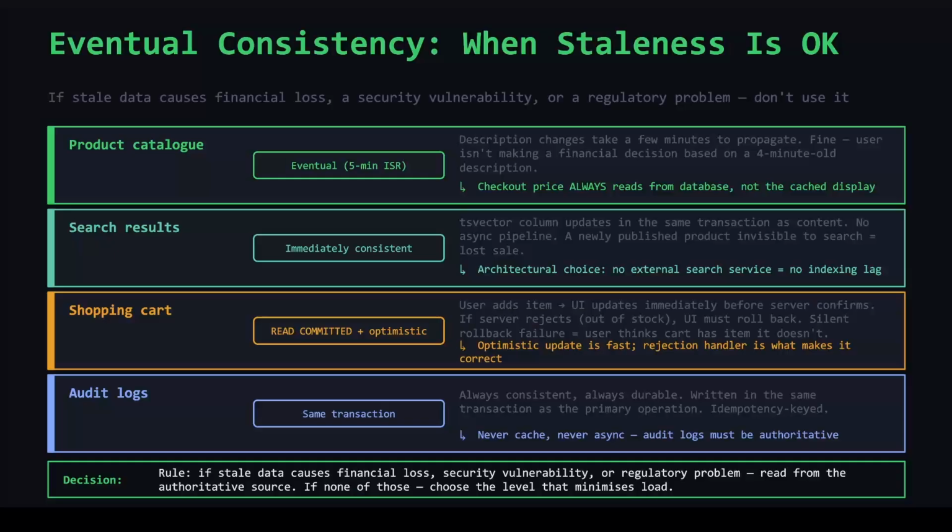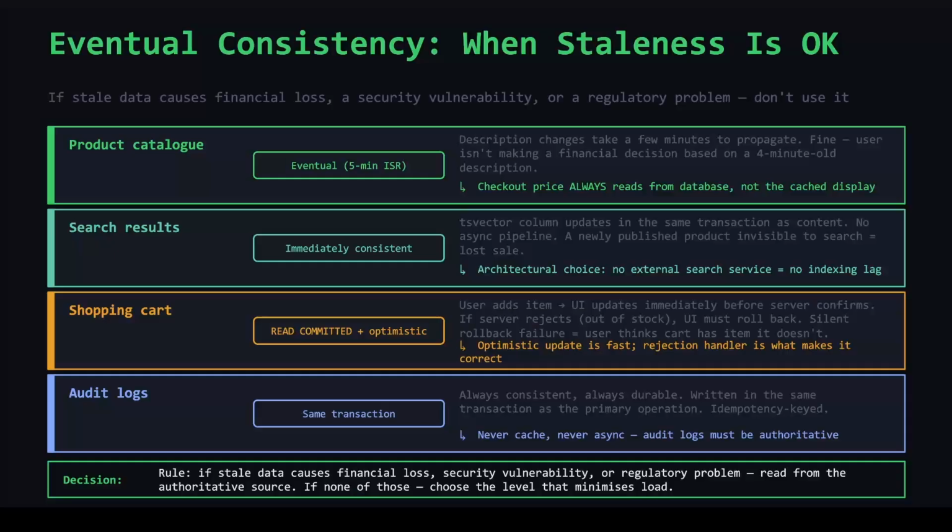Search. It is immediately consistent by architectural choice. My tsvector column updates in the same transaction as the content. If I had used an external search service, a newly published product would be invisible to search for however long the indexing takes, seconds to minutes. For an e-commerce platform, that indexing window represents potential lost sales. Postgres built-in search keeps that window at 0. For now, hopefully.